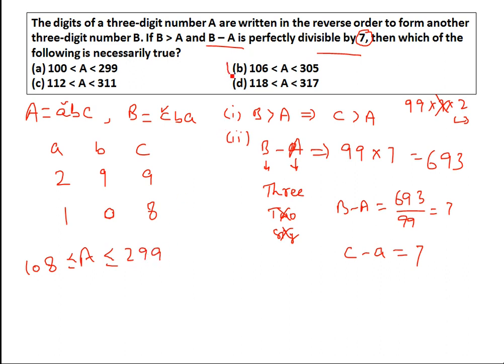Therefore, the correct answer is option B, which satisfies this inequality. Option A can also be true if here it is less than or equal to, but here it is only less than, that's why this option is rejected. Therefore, the correct answer is option B: A is greater than 106 and less than 305. Thank you.